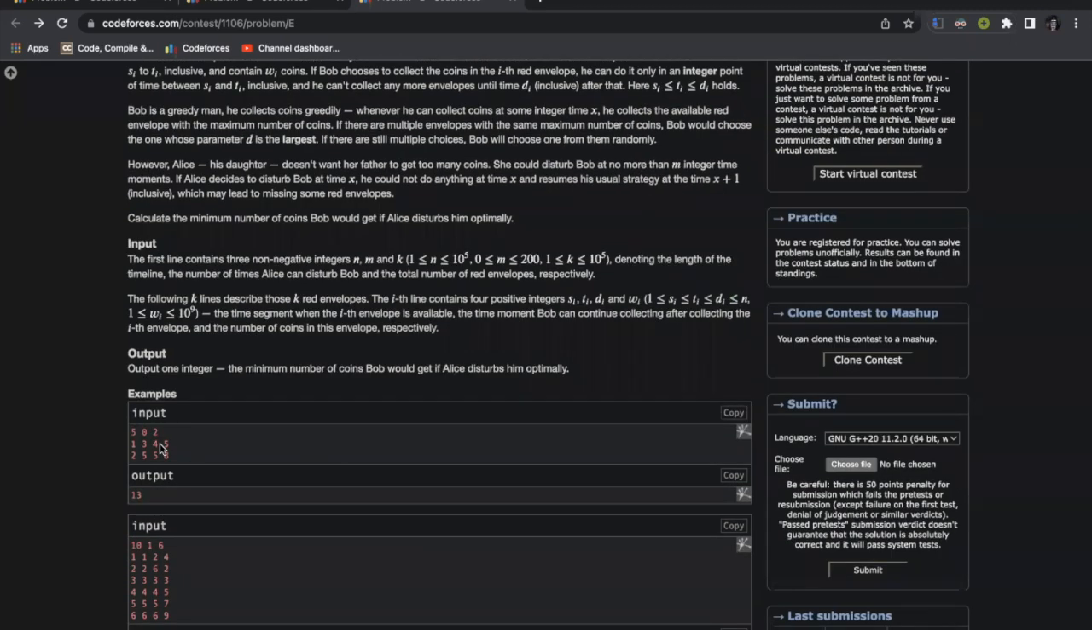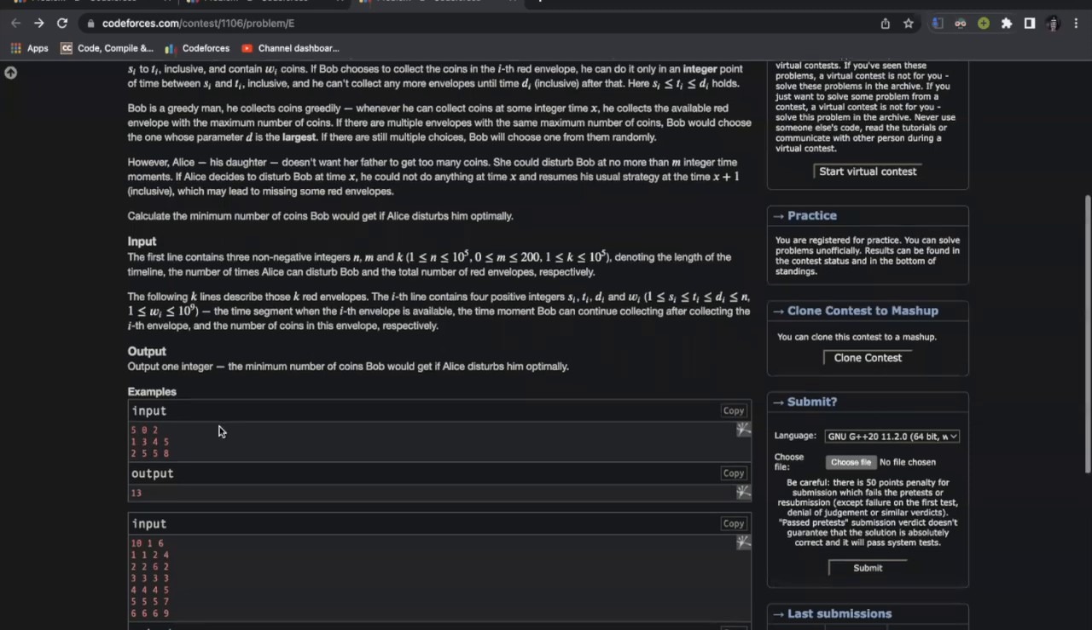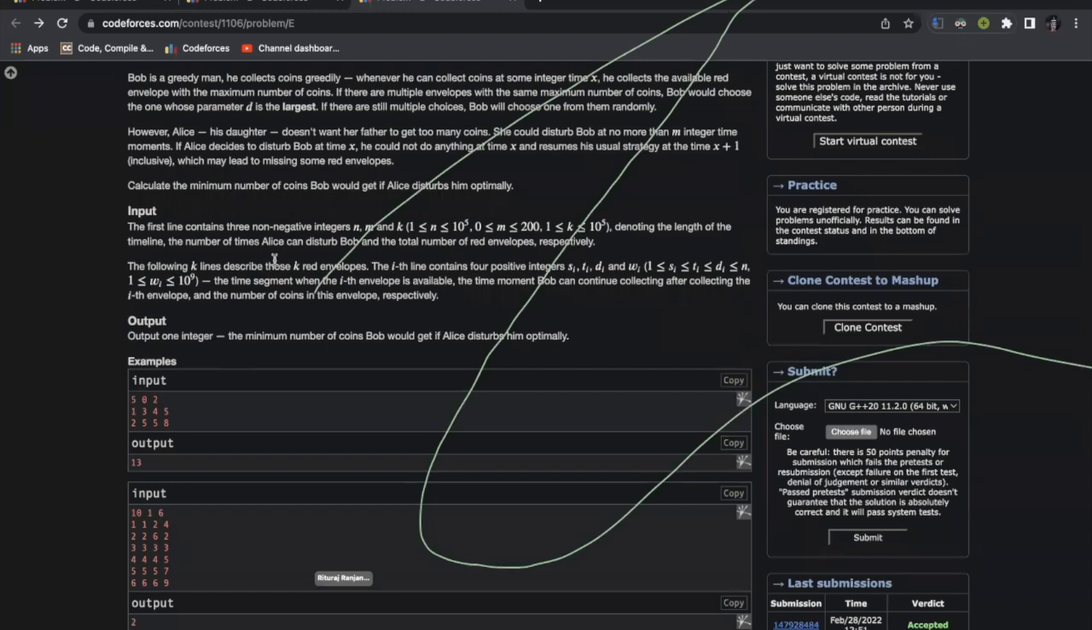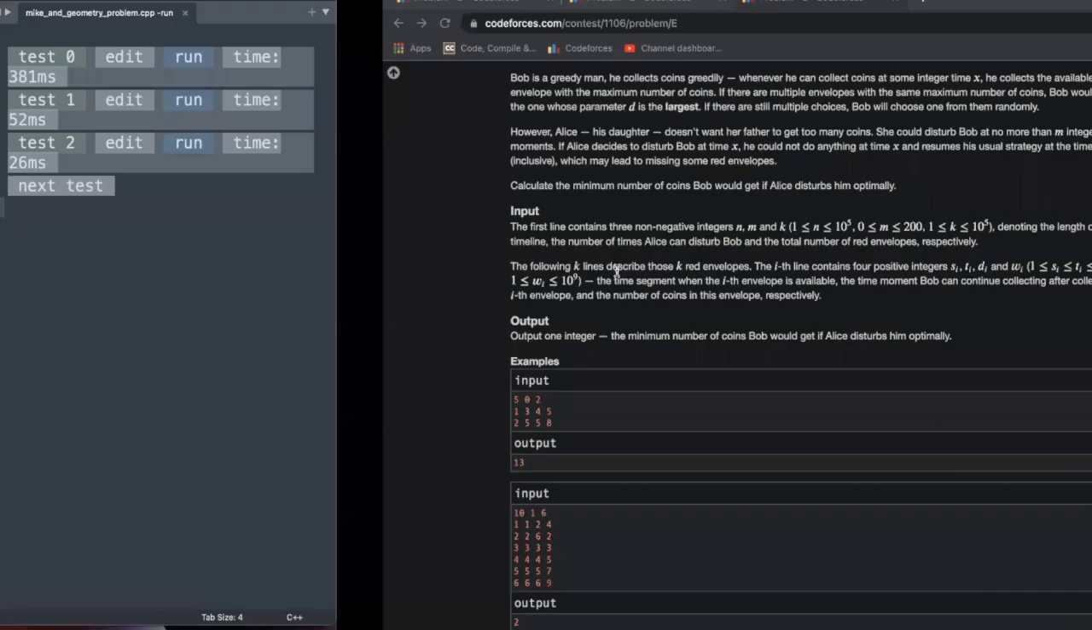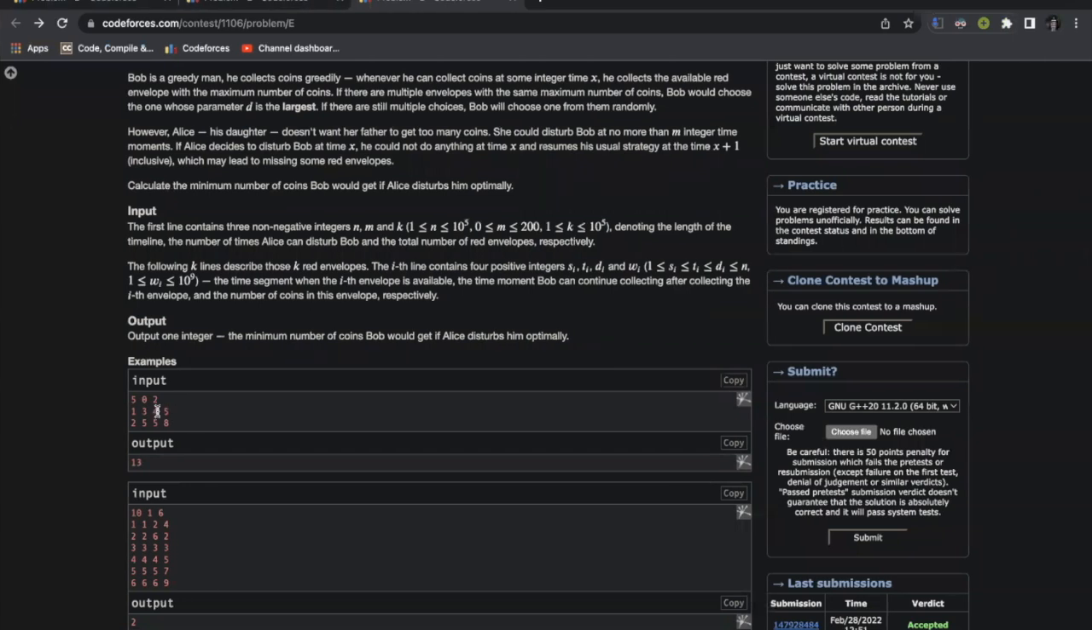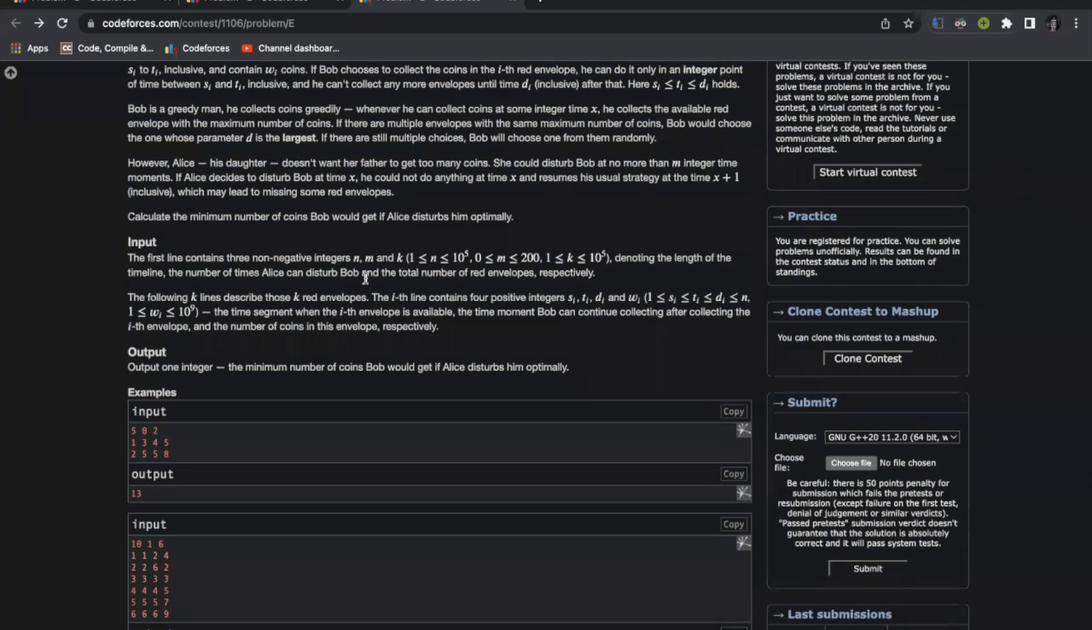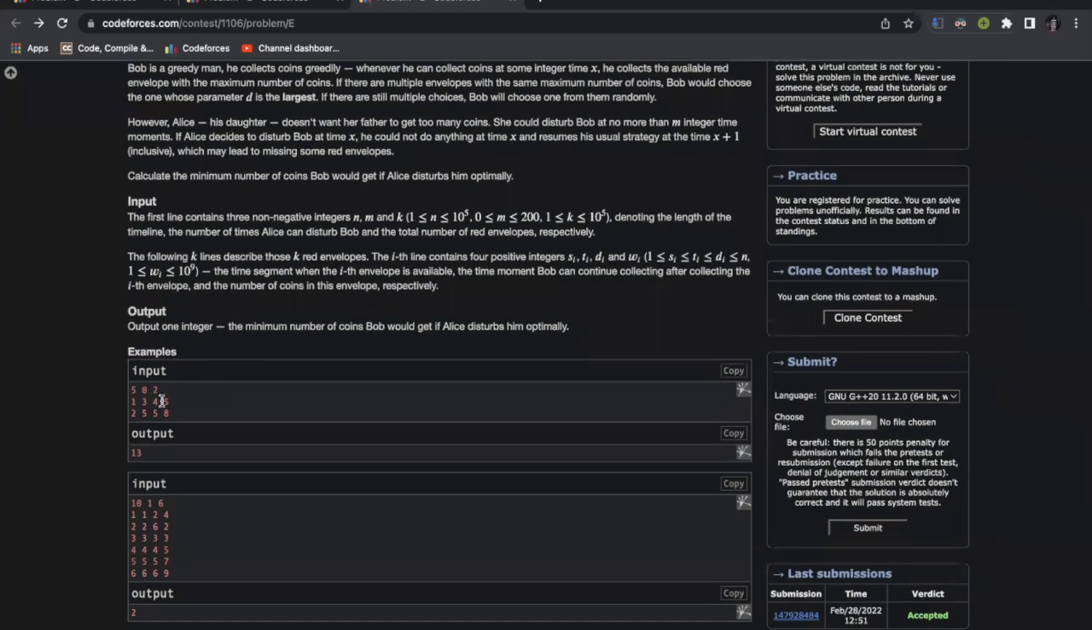Yeah, so there are these two envelopes. The first envelope starts at t equals 1, ends at t equals 3. Okay, so just give me a moment. Yeah, so its d value is t equals 4. And also the number of coins that I'll get is 5.